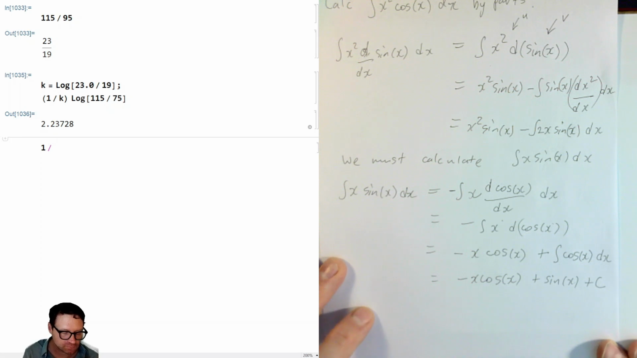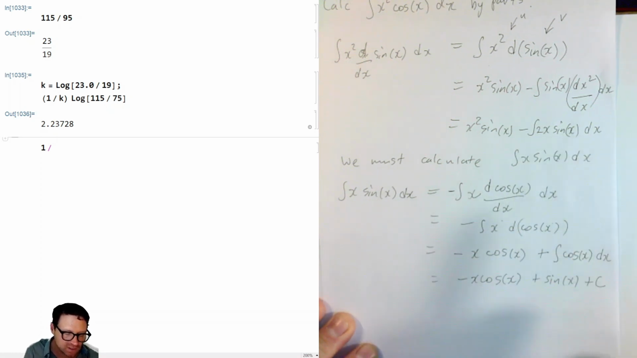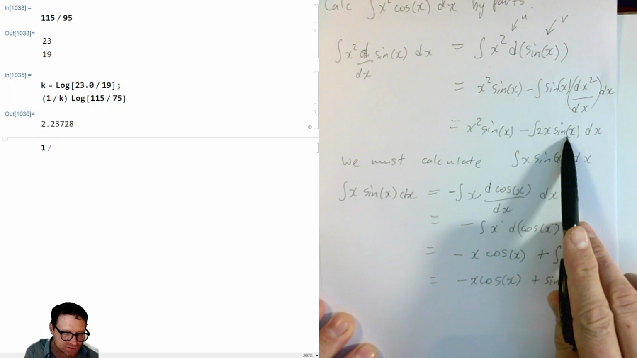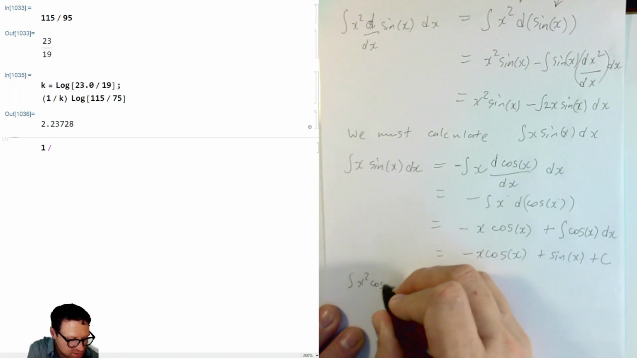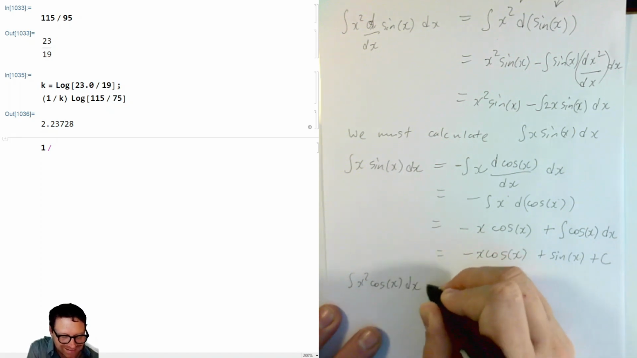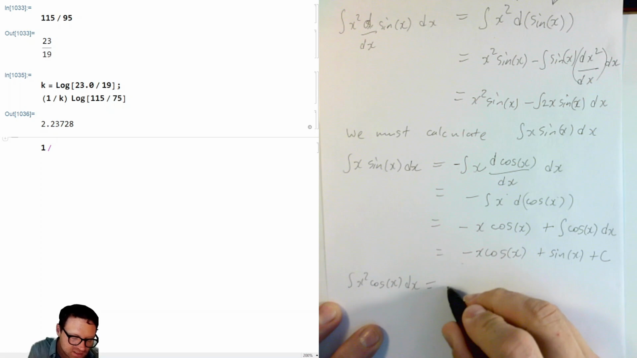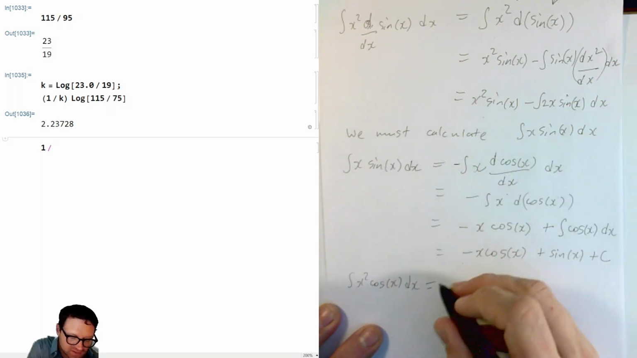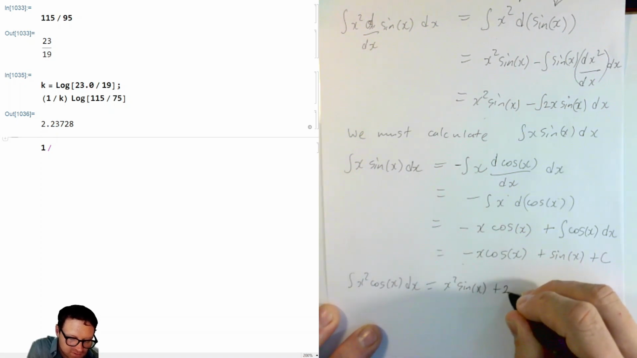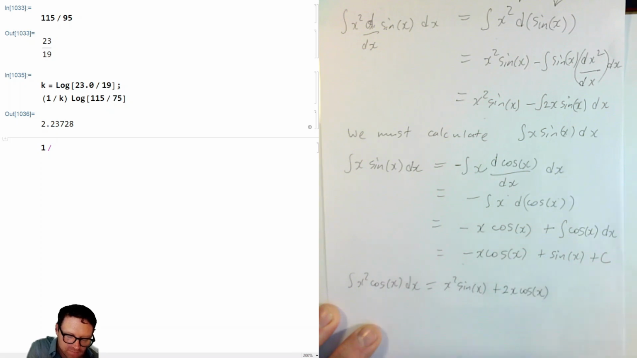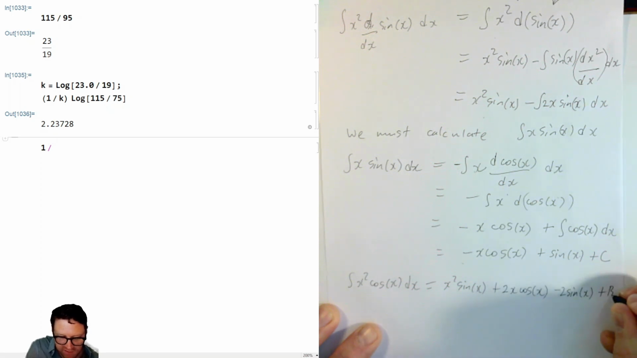Okay, so subbing this into here, we need to multiply this result by minus 2. So the integral of x squared cos of x with respect to x is equal to minus 2 times this, and we still have the x squared sine x, so x squared sine x plus 2x cos x minus 2 sine x, and then plus another constant. I'll just call this b.